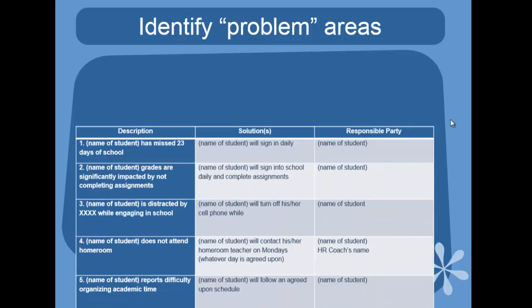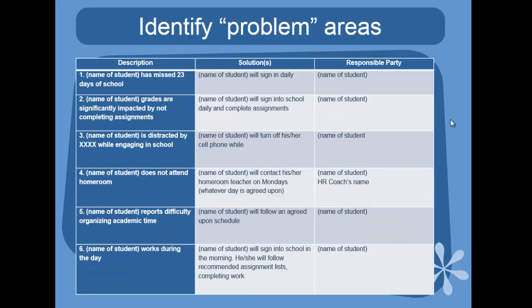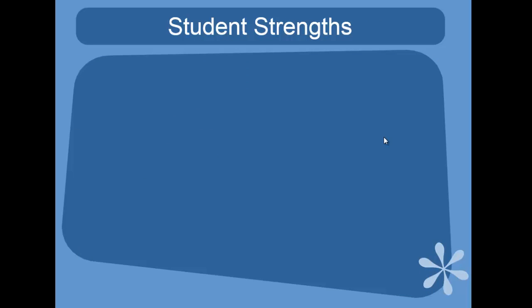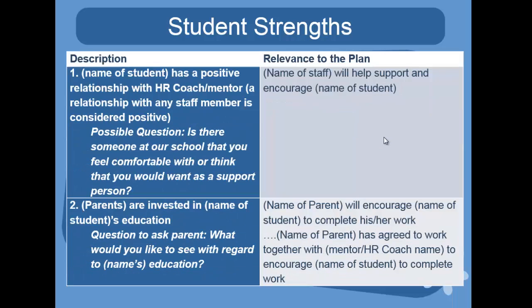The first section that you'll be completing or filling out is where we identify problem areas. And I have a bunch of different examples here, and you're welcome to use these examples as they seem appropriate with your student. So the first one is, let's say Johnny Appleseed has missed 23 days of school. That's the description. The solution is Johnny Appleseed will sign in daily. And who's responsible for that? Johnny Appleseed.